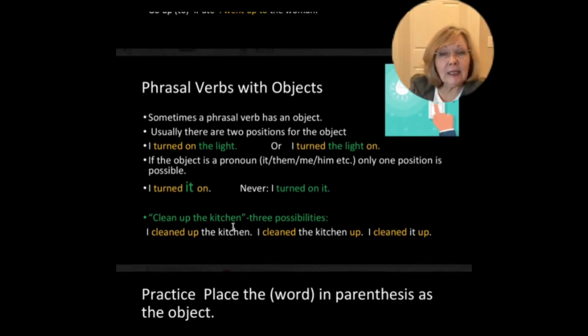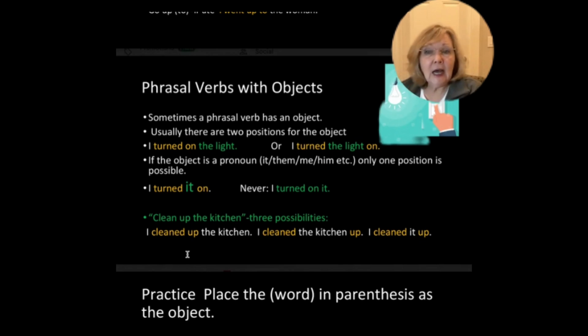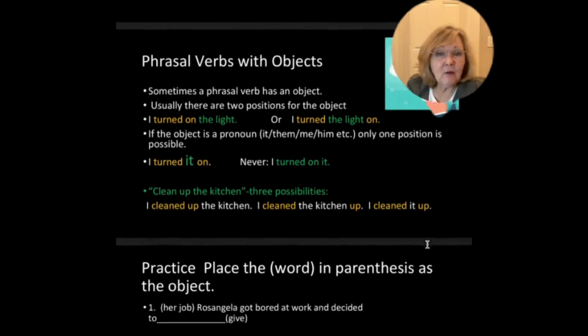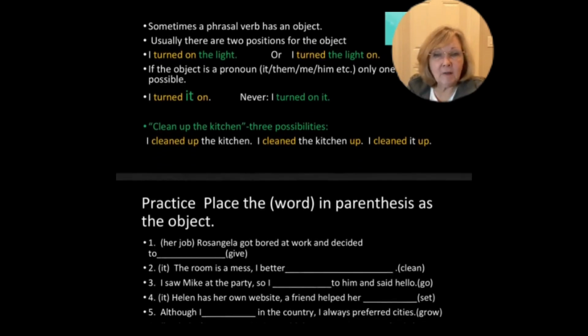So let's look at clean up the kitchen. There's actually 3 possibilities for that. I cleaned up the kitchen, so that's after the phrasal verb. I cleaned the kitchen up. The kitchen is splitting the phrasal verb. And I cleaned it. It is referring back to the kitchen. I cleaned it up. So let's practice placing the word in the parentheses as the object.